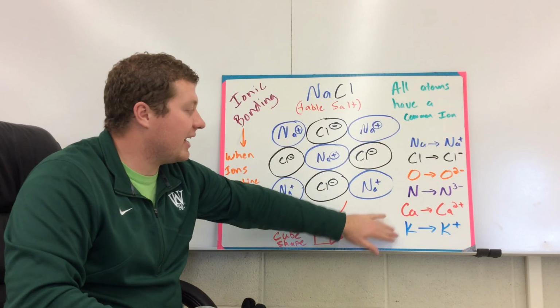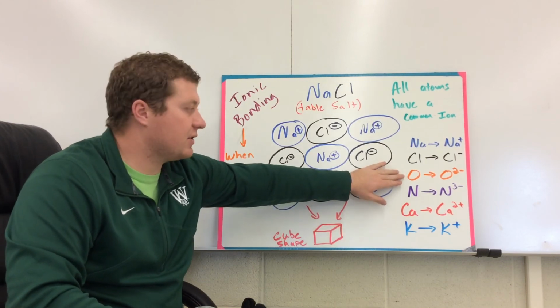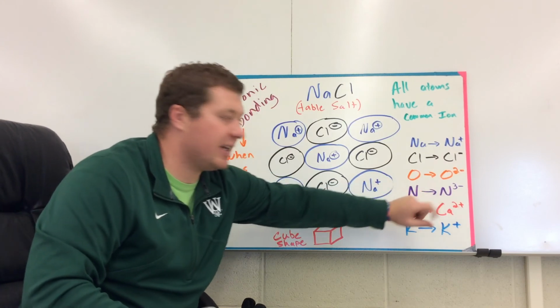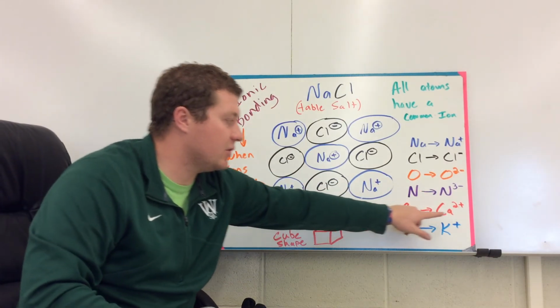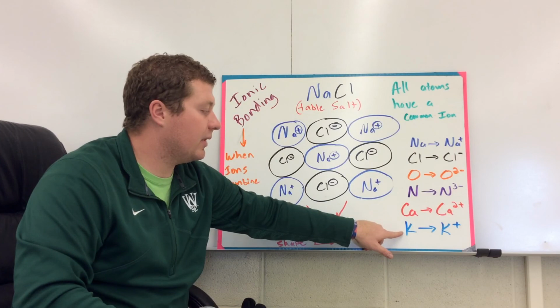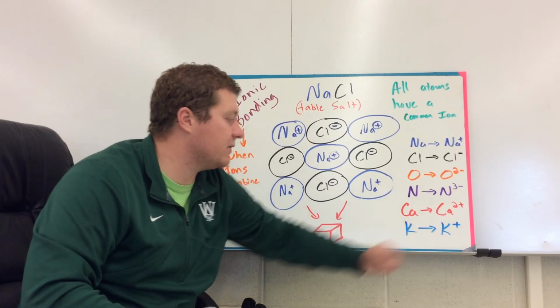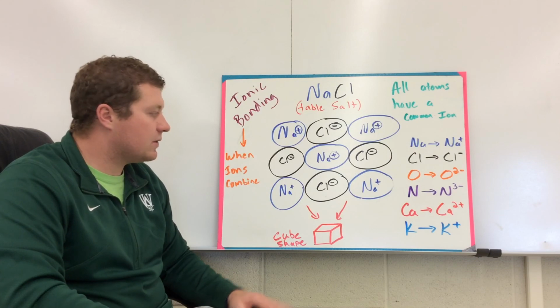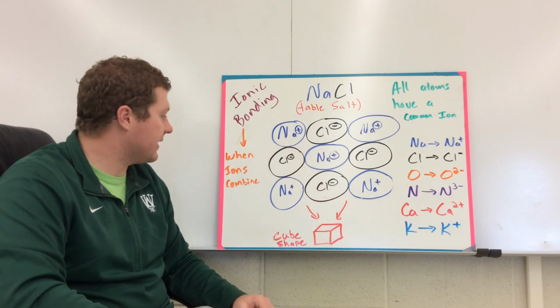Just a few other common ions. Oxygen, we'll use this a little bit. Oxygen is generally a -2 charge. Nitrogen is generally a nitrogen -3. Calcium is usually 2+. And potassium, K, is usually a K+ charge. So the charges always want to balance out too. That's the last part of it.